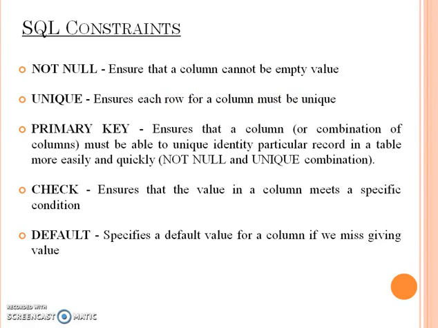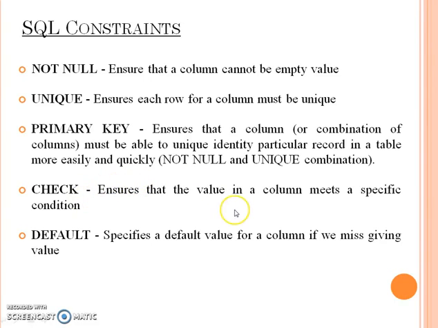Then the next constraint we have is the primary key. It ensures that a column of a table must be able to uniquely identify a particular record in a table, which makes identification easy and quick. So I can say that the primary key constraint is a combination of not null and unique. That means a column cannot be empty, plus it should be able to identify a record uniquely from a table.